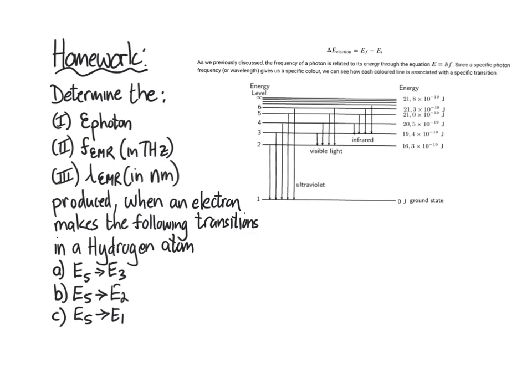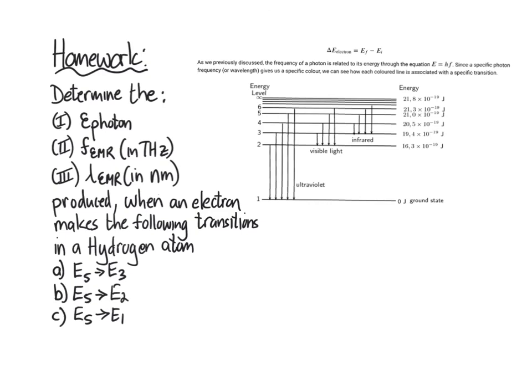So before we end off this video, I would like to assign you some homework, and the homework states as follows: determine the energy of the photon, the frequency of the electromagnetic radiation that is associated with that photon in terahertz, and the associated wavelength of the electromagnetic radiation associated with that photon in nanometers, which is produced when an electron makes the following transitions in our hydrogen atom. So transition means it moves from a higher energy level to a lower energy level, hence giving off energy in the form of a photon.